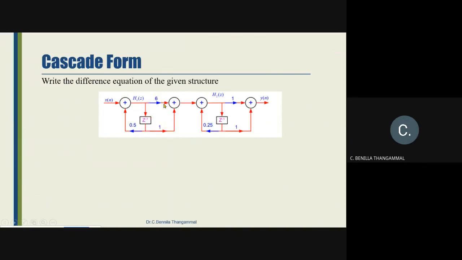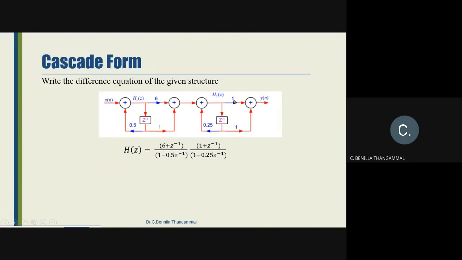So this will be the numerator, right? So how can I write it: 6 plus 1 into z inverse. So the numerator will be 6 plus 1 into z inverse. The denominator will always have the first term as 1. So this is 0.5, so minus 0.5 z inverse.